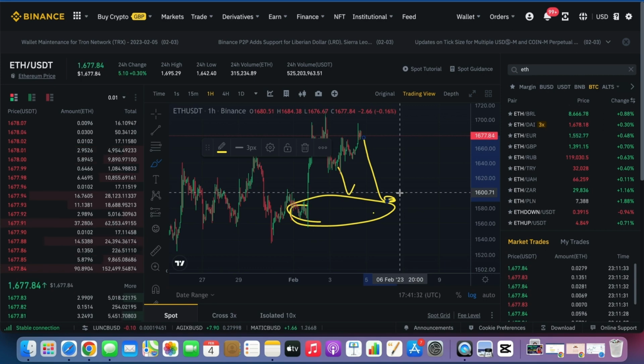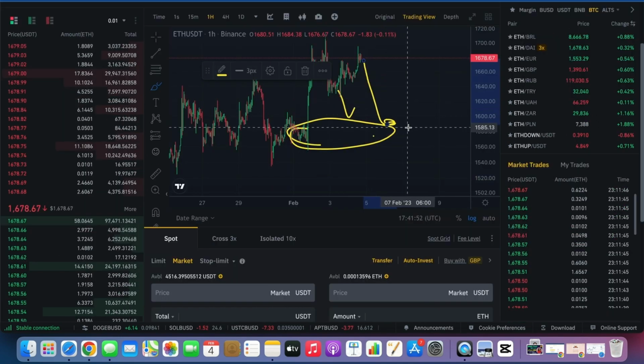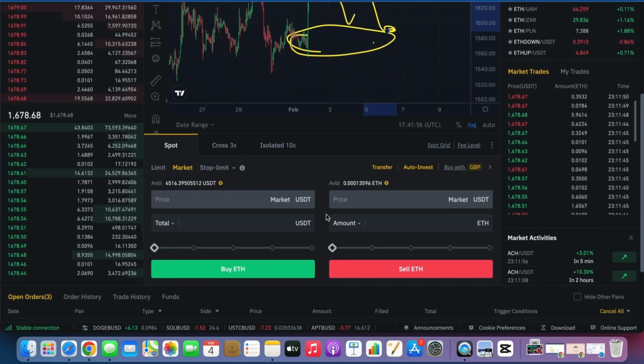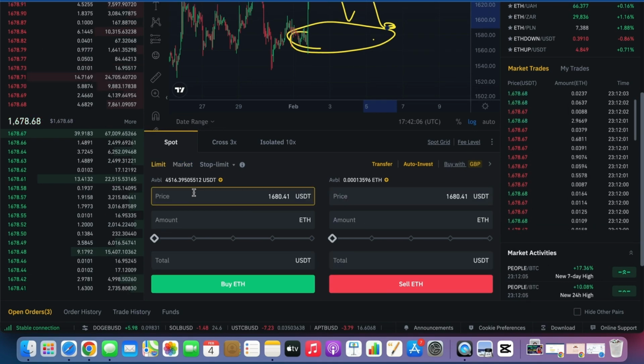In a later part of this video, I will show you some simple technical analysis which you can use to place these orders and to identify support and resistance lines. Okay, now you are going to buy Ethereum for $1,600. For that, you can place a limit order here. Here is the spot tab, and then click on the limit tab. Then you enter the price you want to buy Ethereum at.